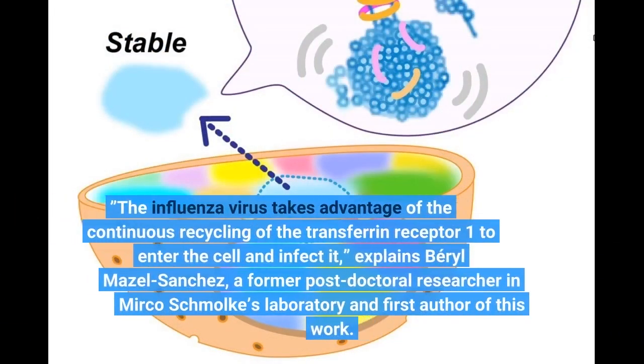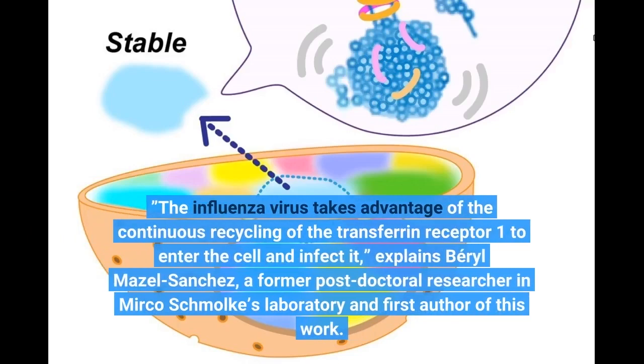The influenza virus takes advantage of the continuous recycling of the transferrin receptor 1 to enter the cell and infect it, explains Beryl Mazel-Sanchez, a former postdoctoral researcher in Mirco Schmolke's laboratory and first author of this work.